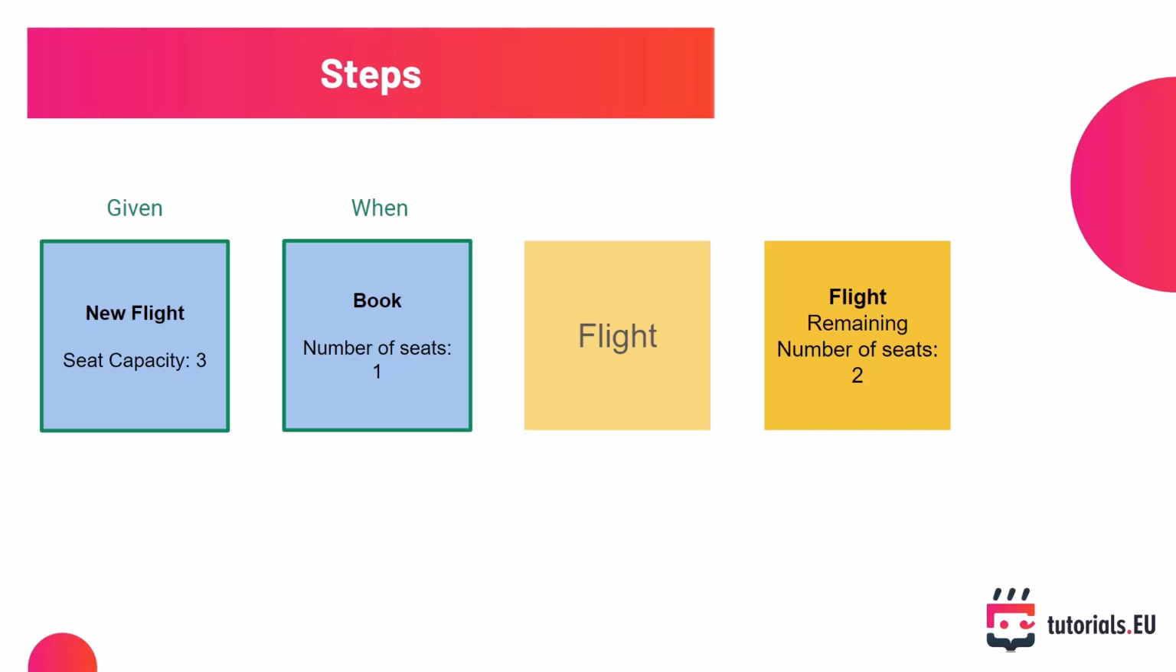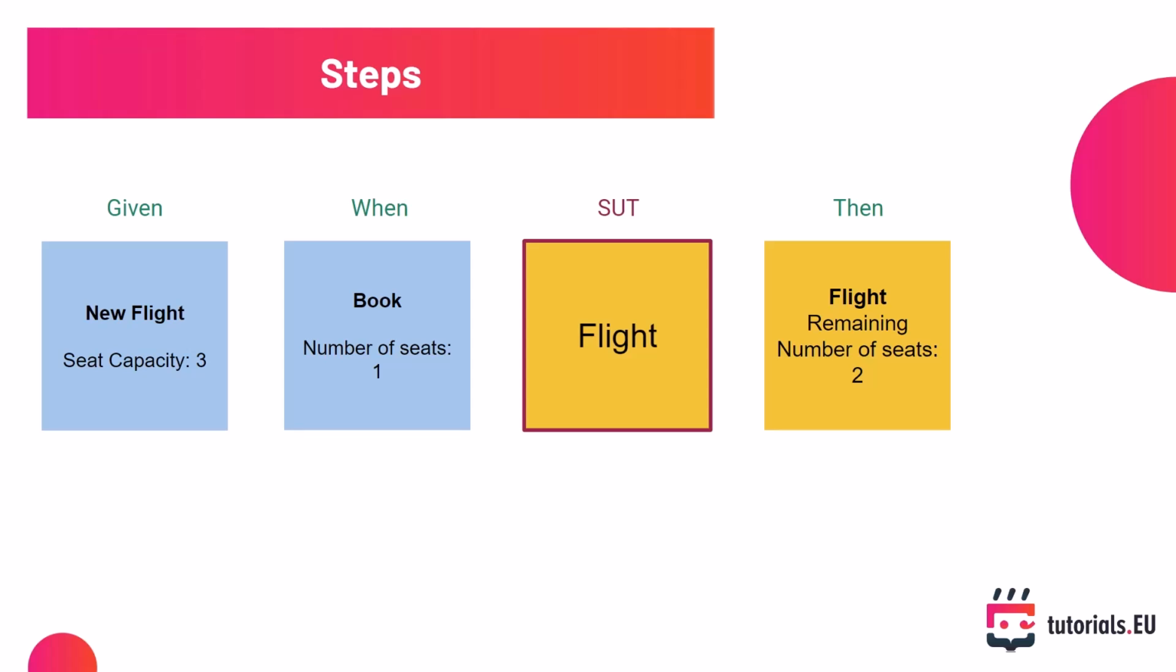And the final step is the then step. The then step describes the expected outcome of the scenario. In our test scenario, the then step was that the number of remaining seats was expected to be 2. The flight class was our system under test, the subject whose behavior we were testing. Our test had 3 steps. We can read it like this: given a new flight with a seat capacity of 3, when I book the flight of a seat, then the flight's number of remaining seats should be 2.